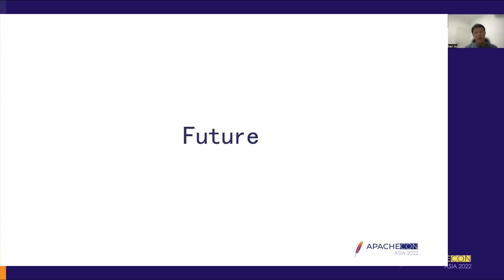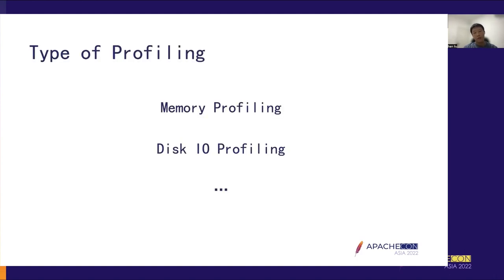In this section, I will explain what new features I will add to SkyWalking Rover. First of all, I want to provide more types of profiling tasks. Memory profiling can help us analyze which methods need to create more memory space. Disk I/O profiling can help us analyze which methods need more disk reads or writes, or the duration of the disk reads or writes.